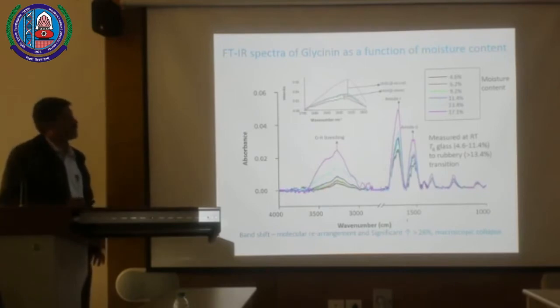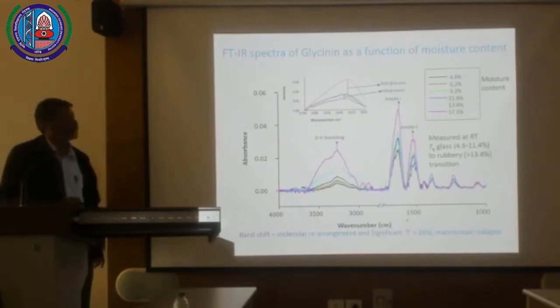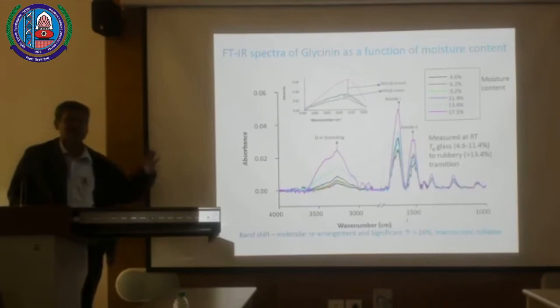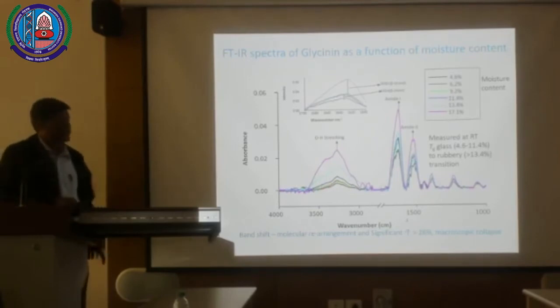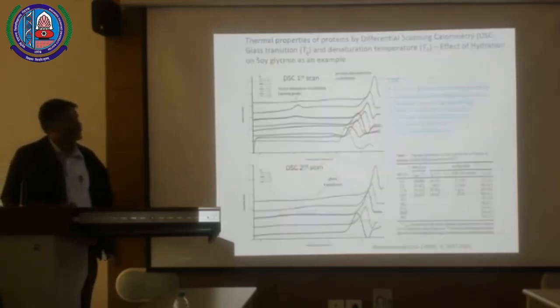Then when your moisture content is increasing, it's no longer beta sheet. The secondary structure changes from beta sheet to beta strand. There's a transition occurring at that moisture. So how is the glass transition temperature from DSC related, how is this structural data related to the DSC data? I'll come to this later, then I'll come here.